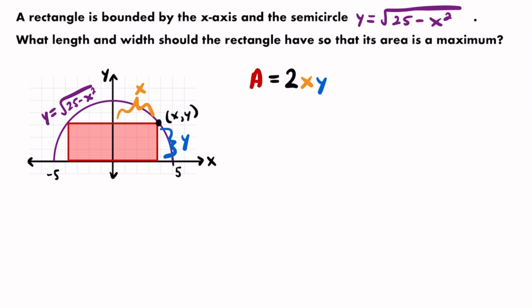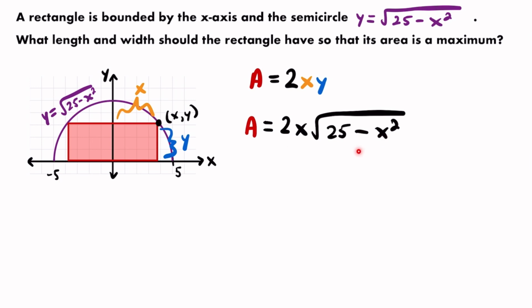This equation tells us that y equals the square root of 25 minus x squared, so we can replace y in our area equation with the square root of 25 minus x squared, and that will give us an area equation entirely in terms of x, okay? And so if we do that, we'll have that the area is equal to 2 times x times the square root of 25 minus x squared.